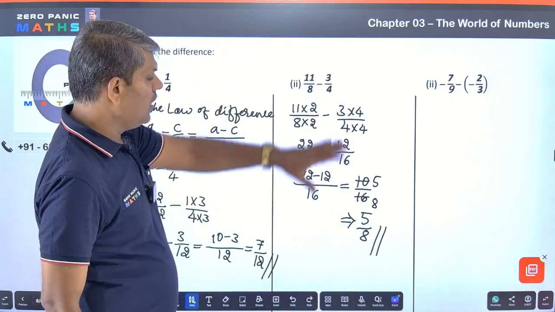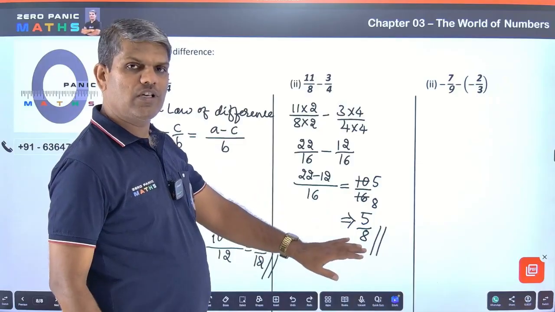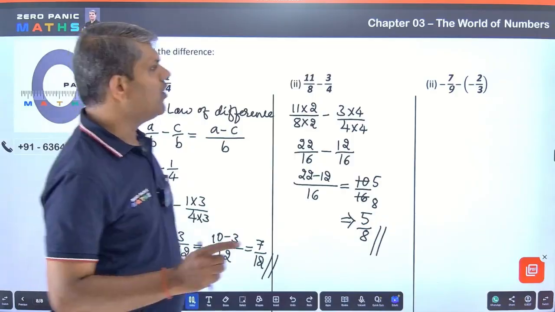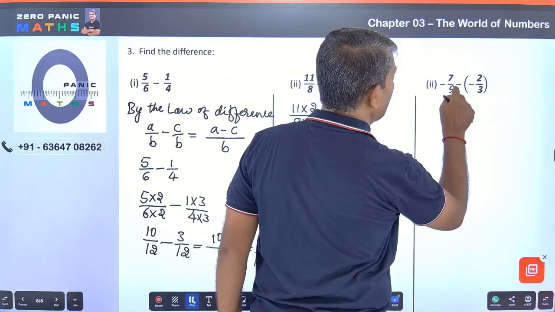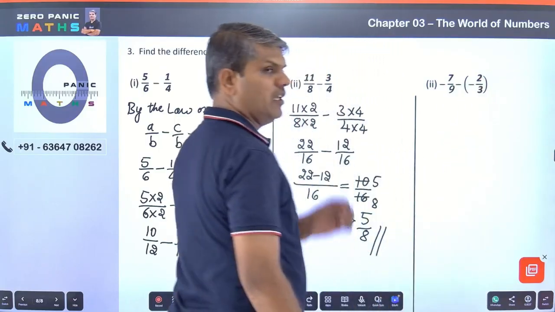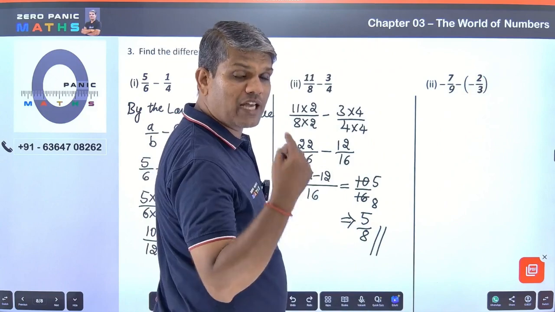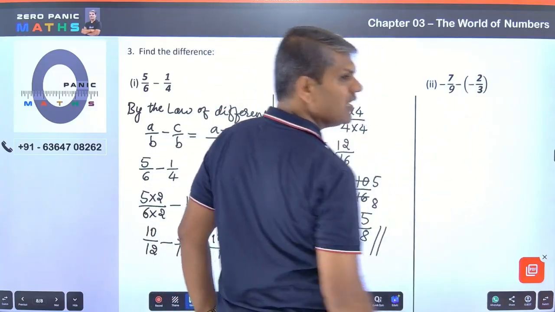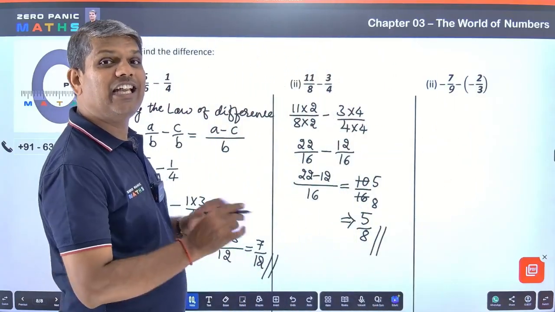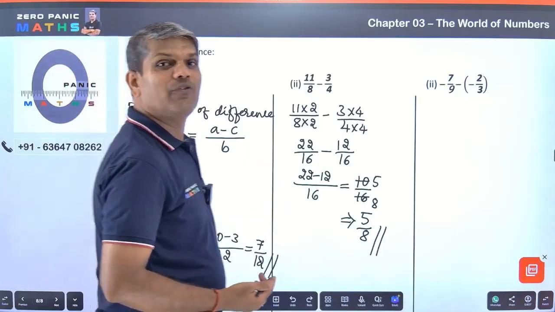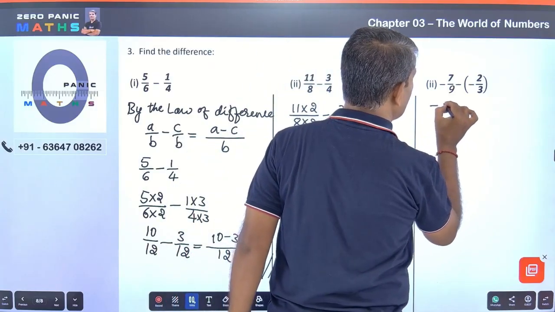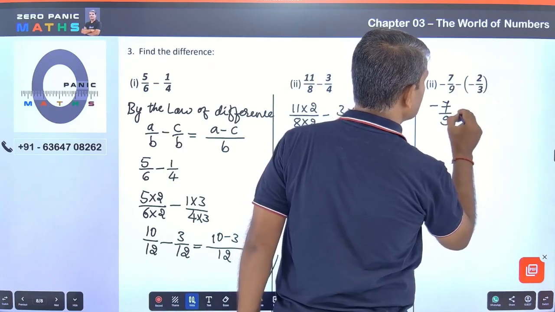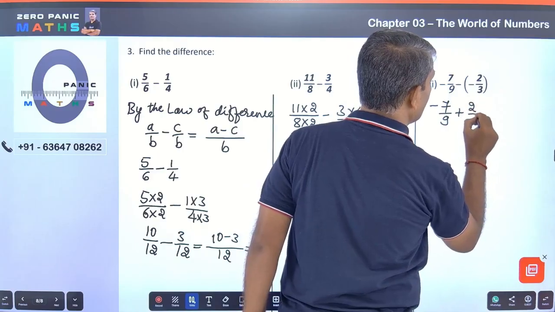So that is the reason I told you, whenever you get a fraction that you can reduce a little more, you can divide it by a common value and reduce it to a smaller fraction. Now finally, minus 7 by 9 and minus of minus 2 by 3. Here you need to apply the knowledge of the previous session, that minus of minus will become plus. That is, a debt of a debt will become a fortune. That is the reason you first write that as minus 7 by 9, and minus of minus is actually plus 2 by 3.